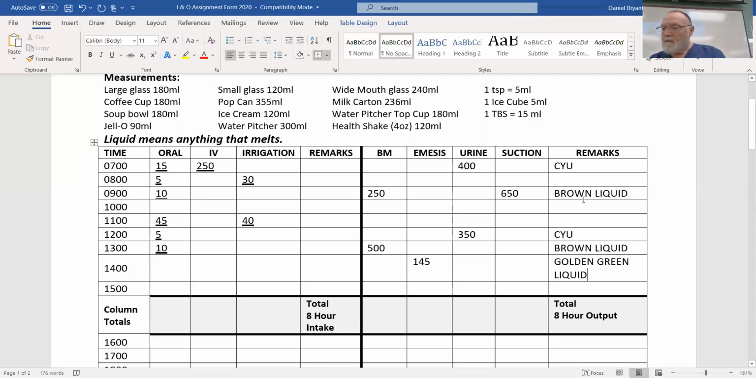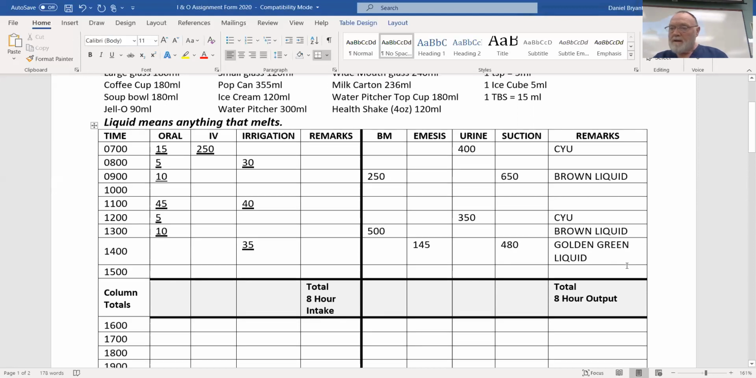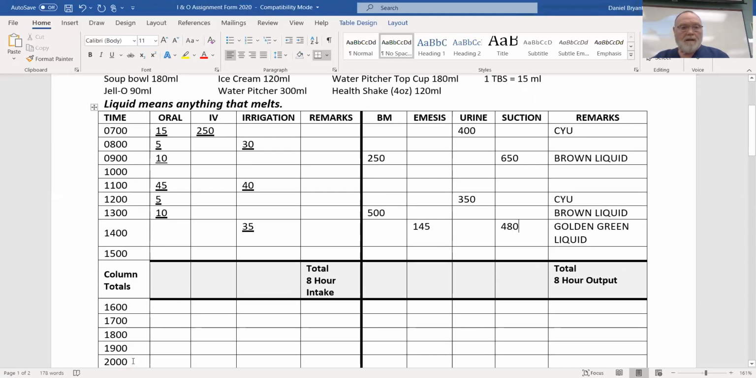We're still with him. We irrigate his NG tube again, and that's with 35. Empty his suction again for 80. Let's see, anything else? All these we got recorded on the I&O record. So now at 3 o'clock, we're going to come in, 1500.